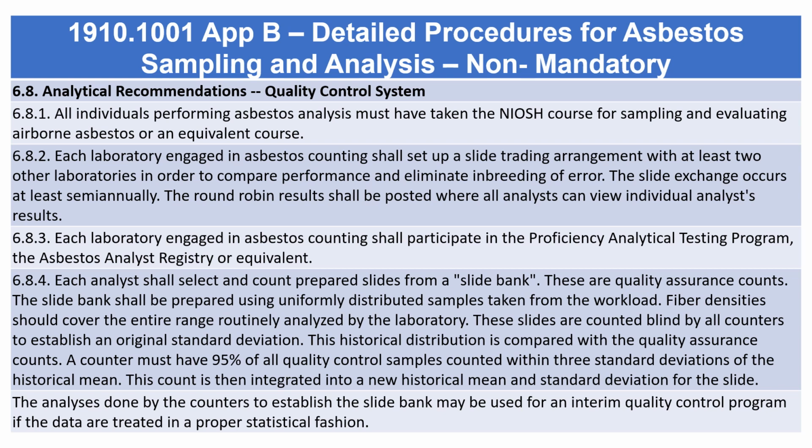6.8. Analytical Recommendations Quality Control System. 6.8.1. All individuals performing asbestos analysis must have taken the NIOSH course for sampling and evaluating airborne asbestos or an equivalent course. 6.8.2. Each laboratory engaged in asbestos counting shall set up a slide trading arrangement with at least 2 other laboratories in order to compare performance and eliminate inbreeding of error. The slide exchange occurs at least semi-annually. The round-robin results shall be posted where all analysts can view individual analysts' results.